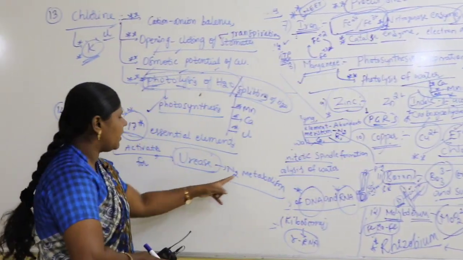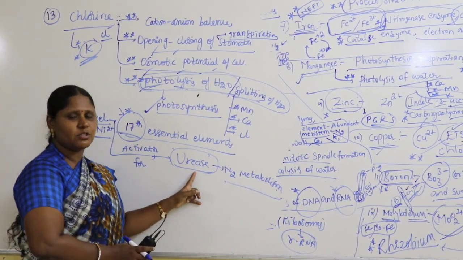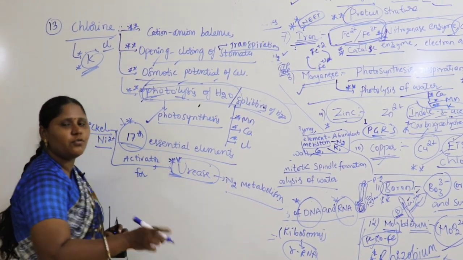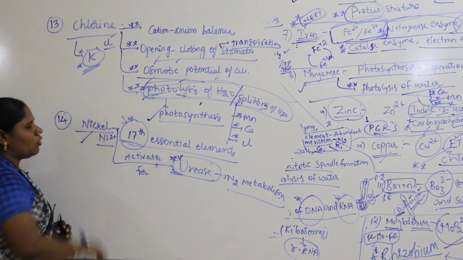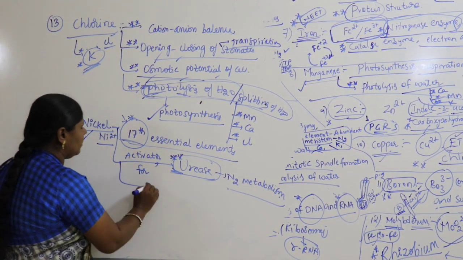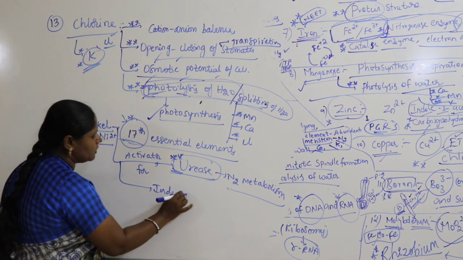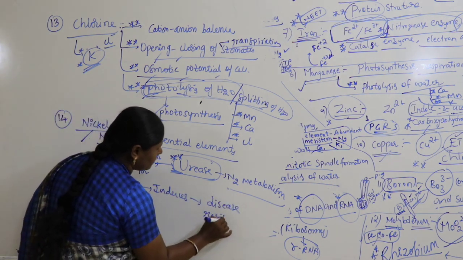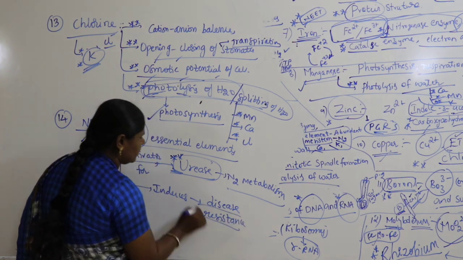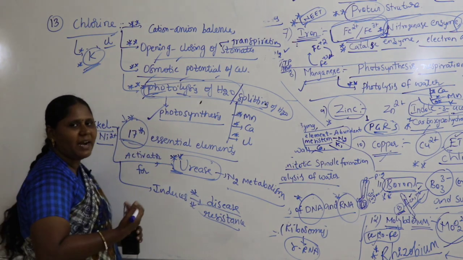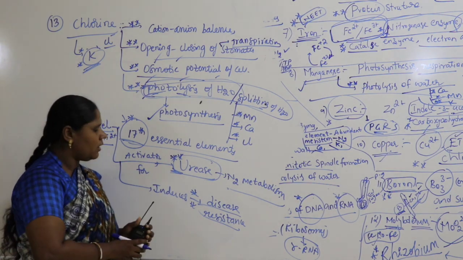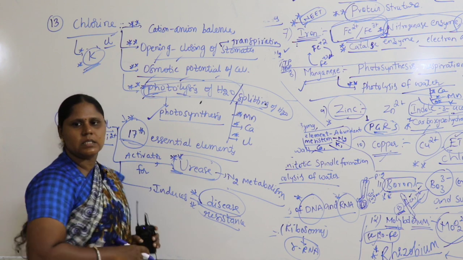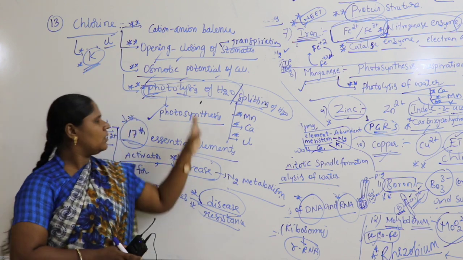Similarly, in the same nitrogen metabolism, another enzyme which plays an important role is urease. And who is the activator for urease, you have to take the option as nickel. Nickel, not only this, also induces disease resistance. So, if the plant has a sufficient amount of nickel, definitely the plant shows resistance to the attack of different types of diseases. So, these are nothing but elements.